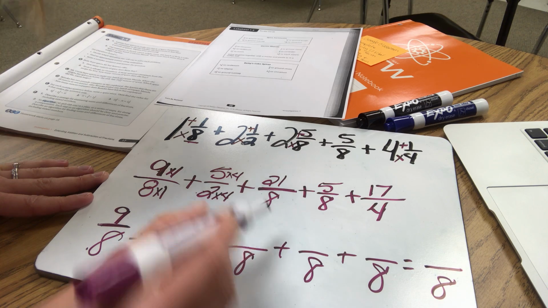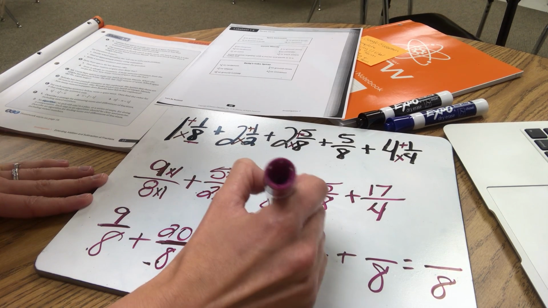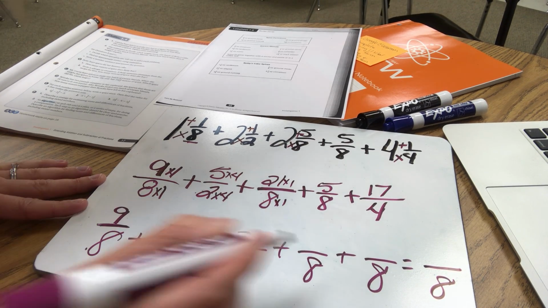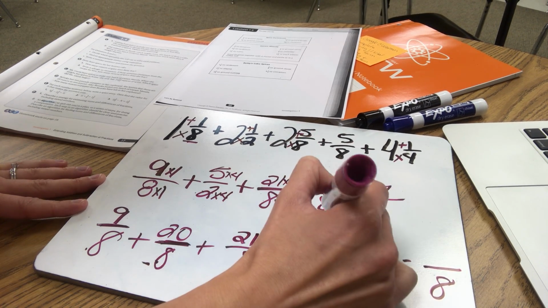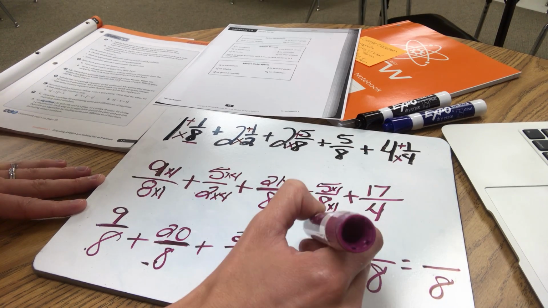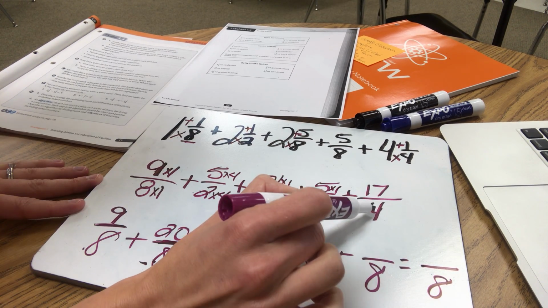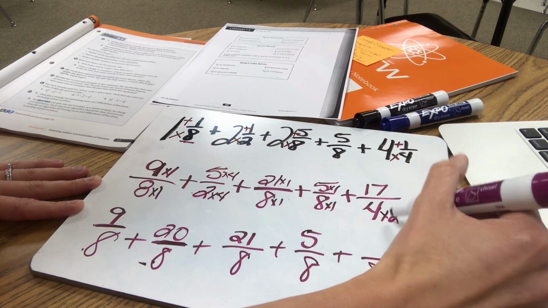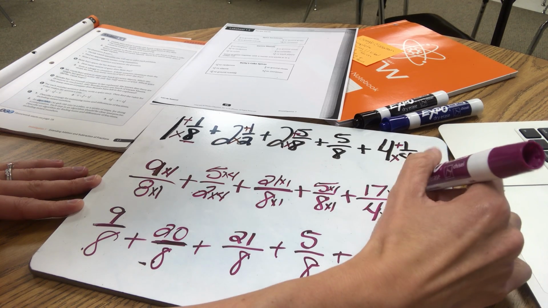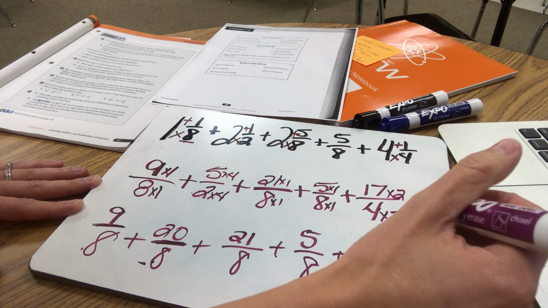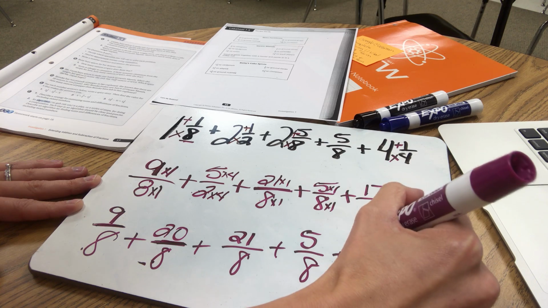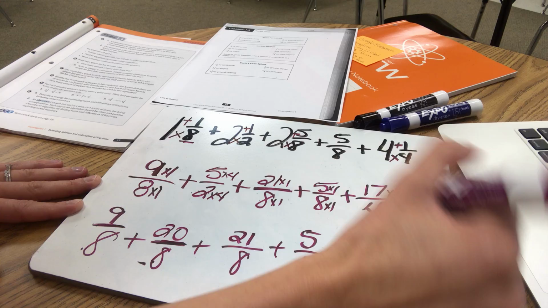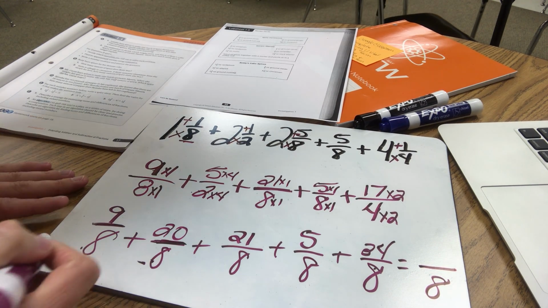And then, again, to get from 8 to 8, we multiply times 1 on the bottom. So we do the same on the top. 21 times 1 is 21. 8 times 1 gave us 8 here, so again we do that to the top as well. So 5 times 1 is 5. Now what did we do to 4 to get to 8? Well, we know 4 times 2 gives us 8. So if we did that to the bottom, we also have to multiply by 2 on the top. So 17 times 2, that's going to be 34. Okay, so now we have these common denominators.